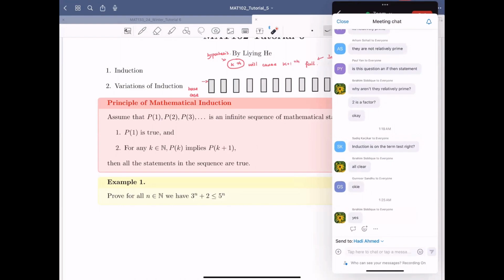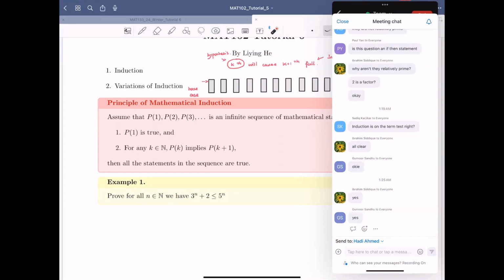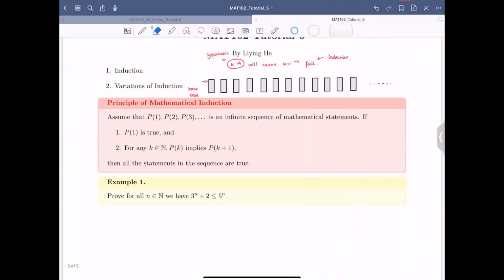Please ask me questions if you have any. So you should understand it. As I said, if I remove any one of those, it's not gonna work. If I don't push one of them, obviously none of them will fall. If one is too far away from the next one, it's not gonna cause the next one to fall, then not all of them will fall either. It's exactly the same here. I need P of 1 to be true, which is I push the first one, and I need, no matter which k I have, P of k implies P of k plus 1.